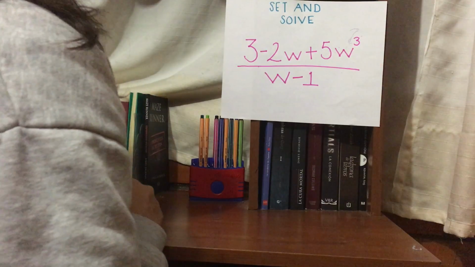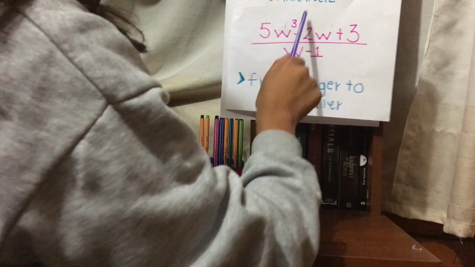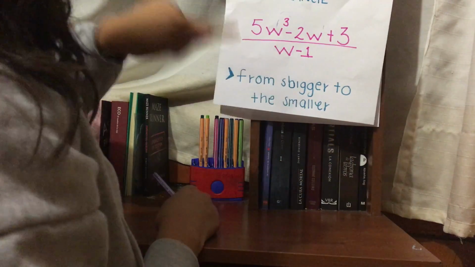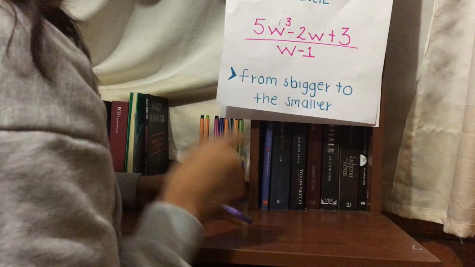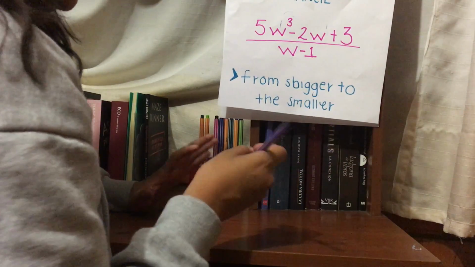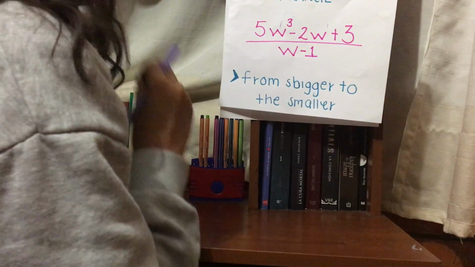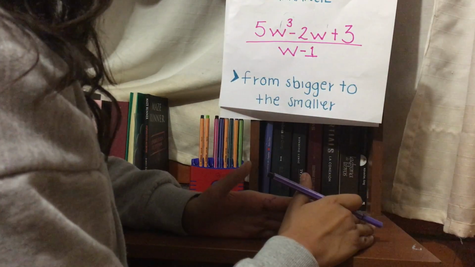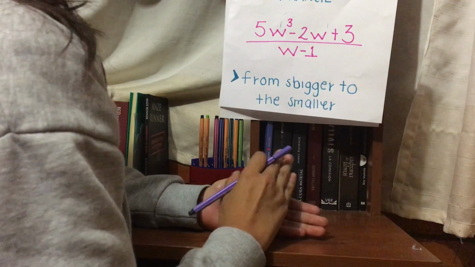Our first step is to arrange all our numbers from the biggest exponent to the smallest exponent. My biggest exponent is 3. My second exponent is 1 and then 0. But what I need to have is, for example, if my biggest exponent is 4, I need to have obligatory 3, 2, and 1. Okay? We cannot eliminate an exponent.